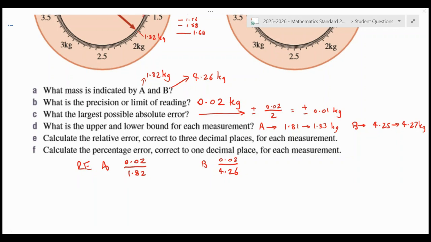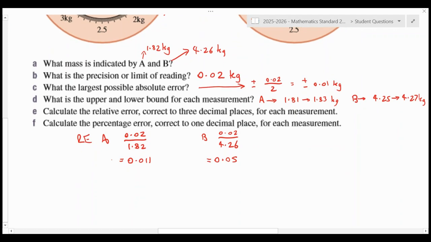I'm writing them both down because I've got to get the calculator up and I didn't want to have to do it twice. So 0.02 over 1.82 will give us, and we're doing this to 3 decimal places, so when you put that in, you'll find that it equals 0.011. And for part B, where we've got 4.26, will be 0.005. So that's our two relative errors.